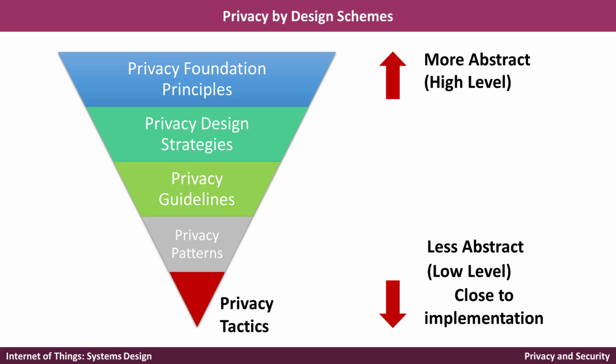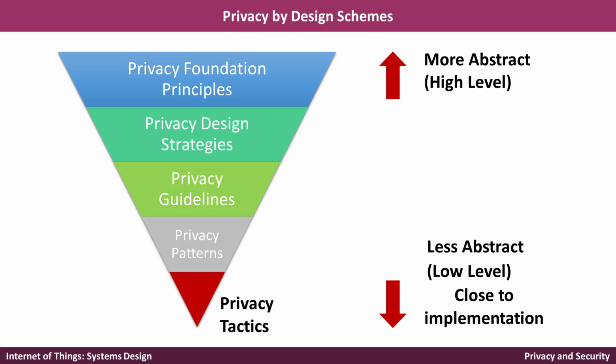If you want to implement a privacy principle, you probably need to think about your own ways to implement it. Then privacy design strategies are somewhat more granular, more specific. You can implement them a little bit more easily. And privacy guidelines are again much easier than privacy strategies. And then privacy patterns are very specific.